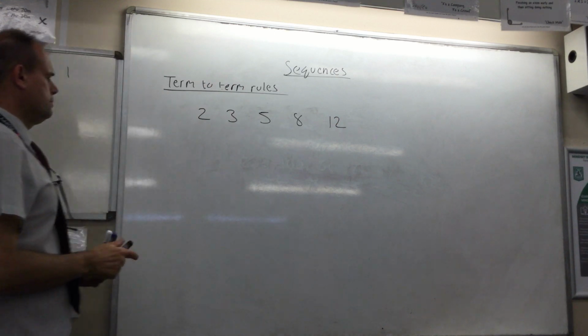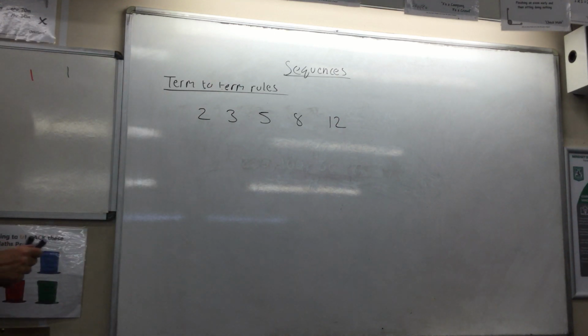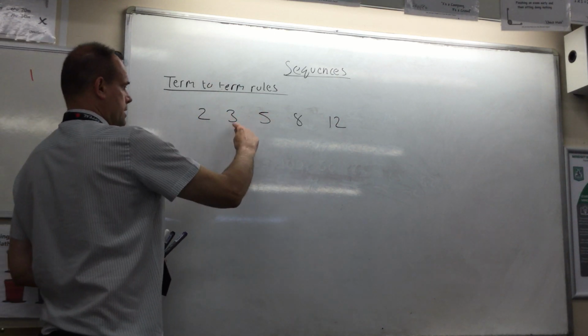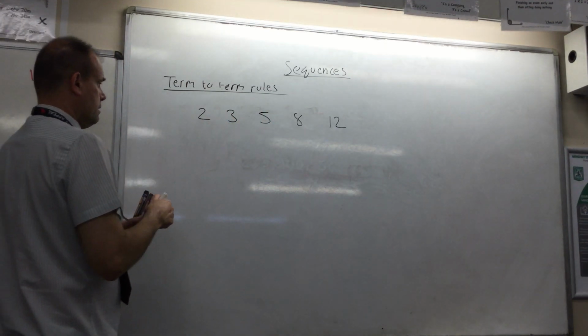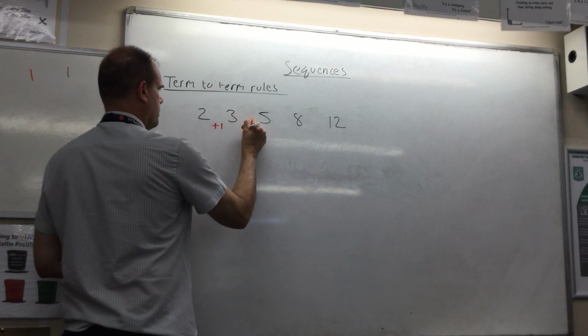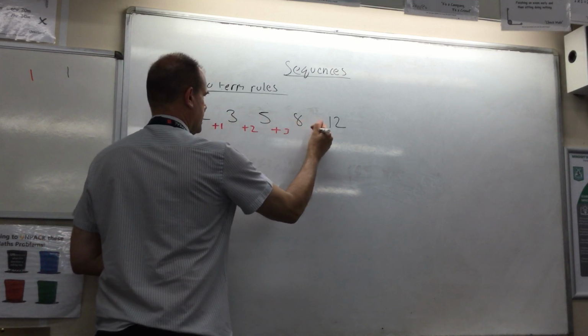Now that's not one of your normal sequences. You're not doubling each time, you're not adding on the same number each time, so add 1, add 2. But what you do notice is, this increases by +1, that increases by +2, +3, +4.